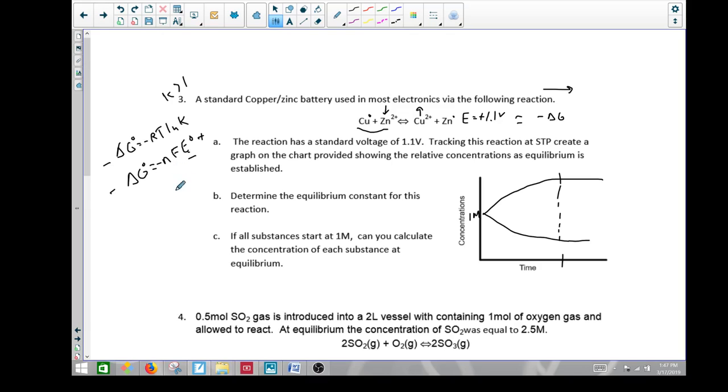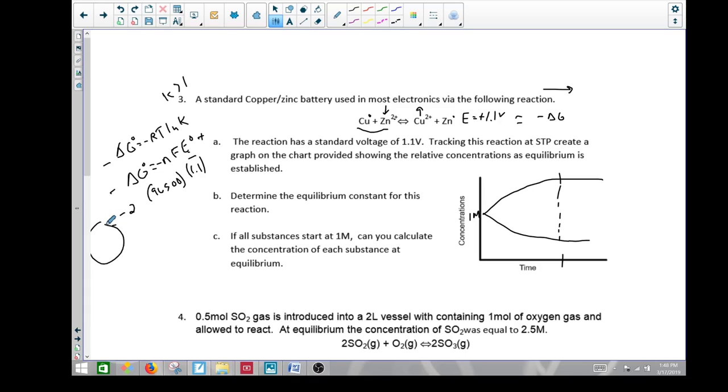Okay, so let's plug this in here. We got 1.1. Faraday's constant, the charge on 1 mole of electrons, is 96,500 on your laminated sheet. n is the number of electrons exchanged in the balanced reaction. We have +2 and -2, so 2 electrons are lost, 2 are gained, and it is -2. And there we go.